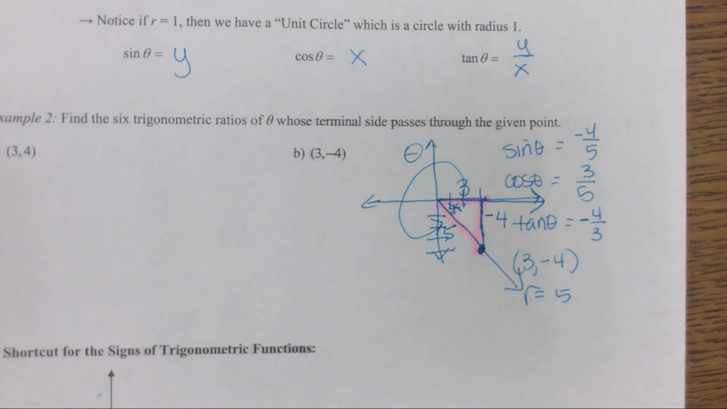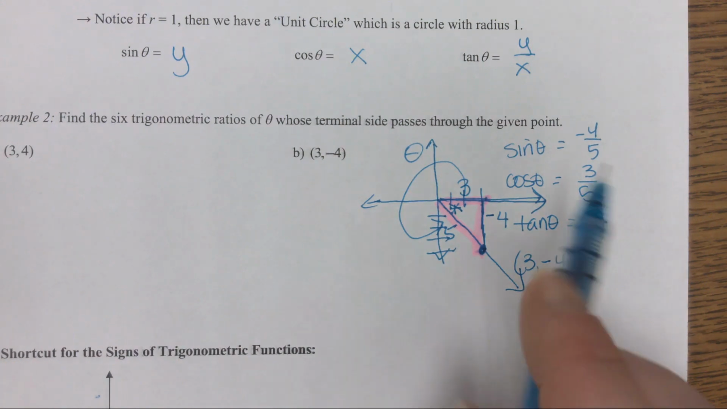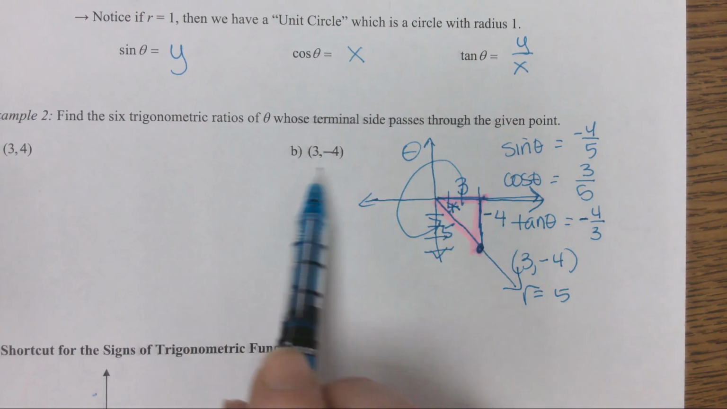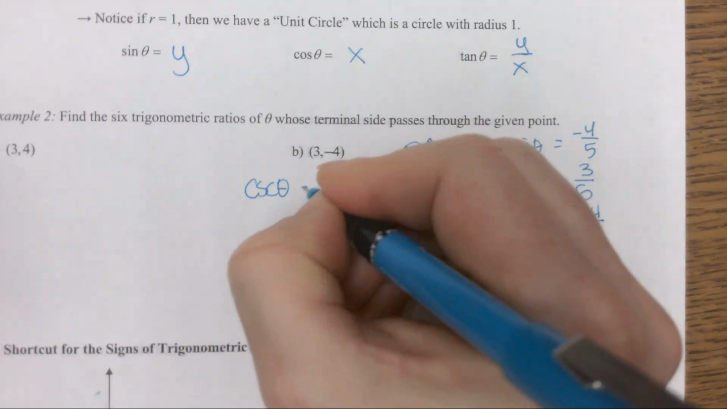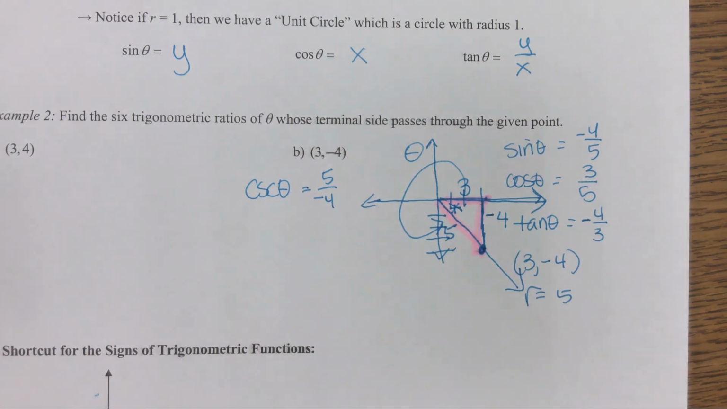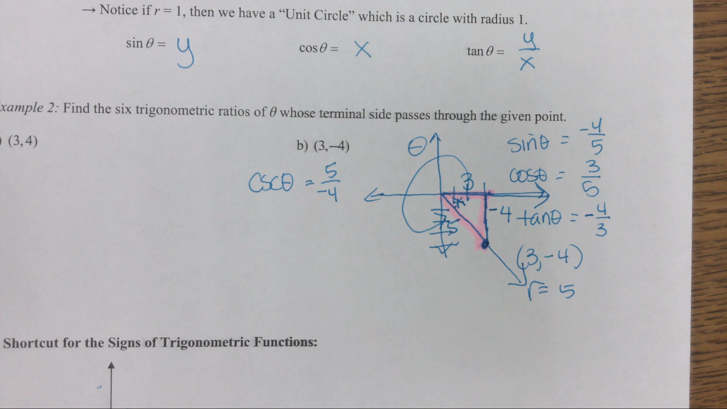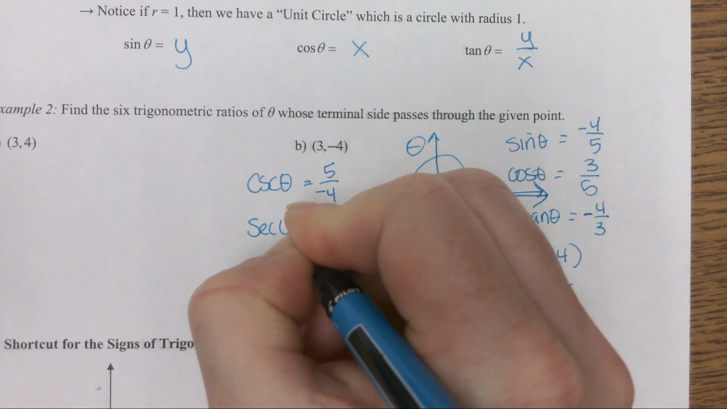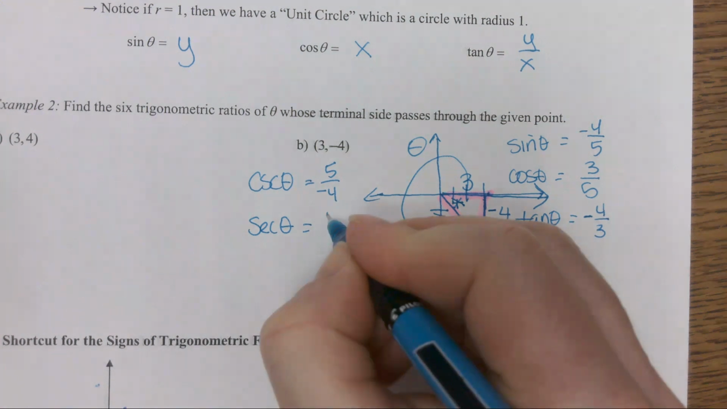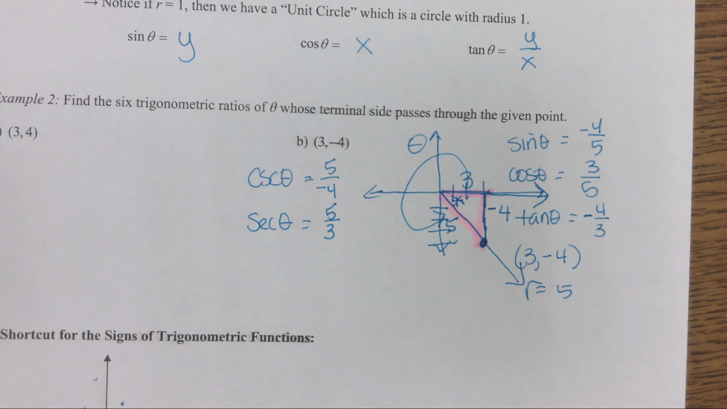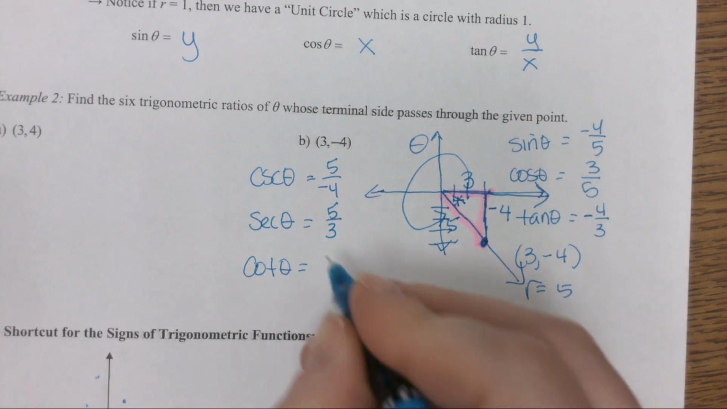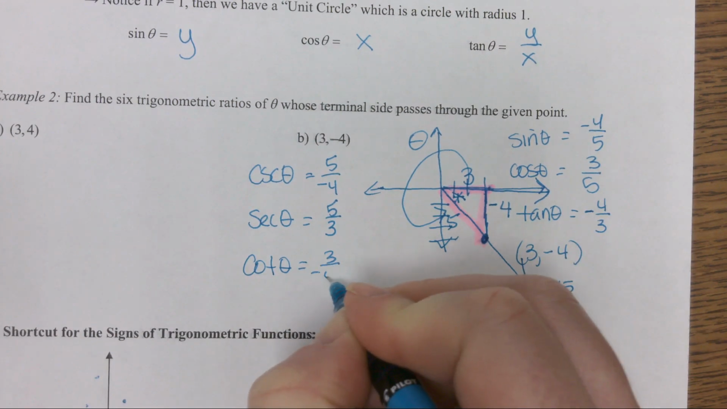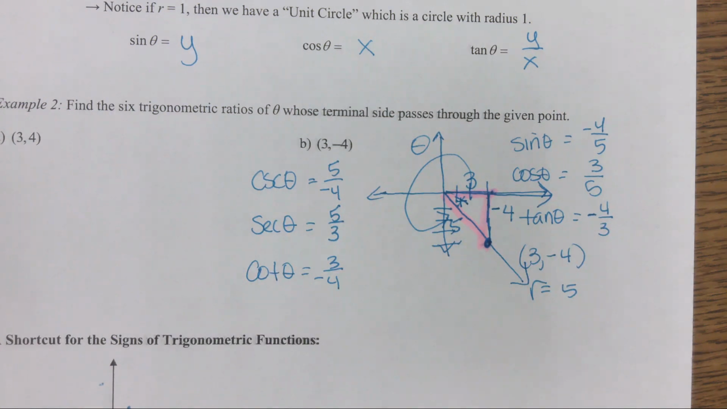Now let's do reciprocals, and we'll just flip them around. I'll put them over here. The reciprocal of sine is cosecant of theta. It would be 5 over -4. Secant of theta is 5 over 3. Cotangent of theta is 3 over -4. And by the way, does the negative have to be with the 4? No, you can put it out in front if you want.